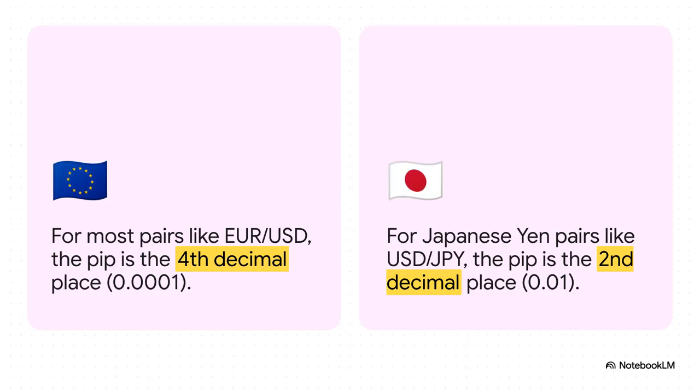Now, here's the thing. There's a general rule for pips, but there's also one huge exception you absolutely have to know. For almost every currency pair out there, the pip is that fourth decimal place we just saw. But whenever the Japanese yen is involved in a pair, the pip is actually the second decimal place. That's a super important distinction you've got to lock in.